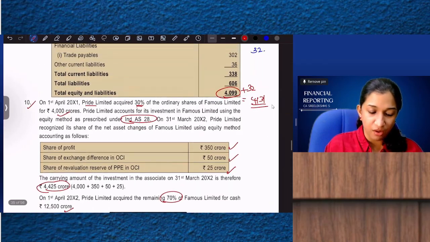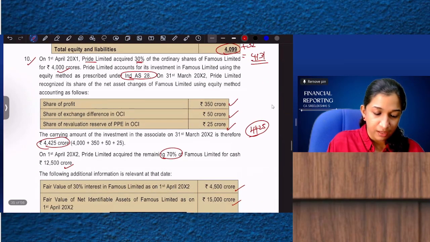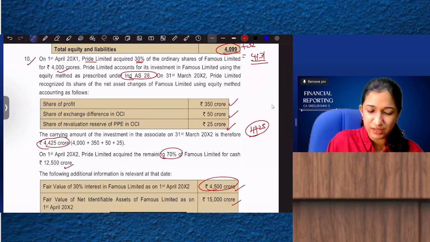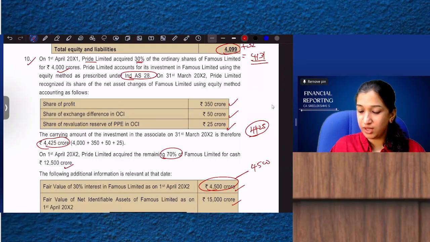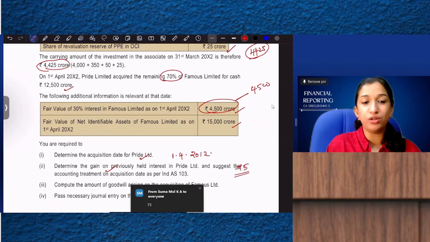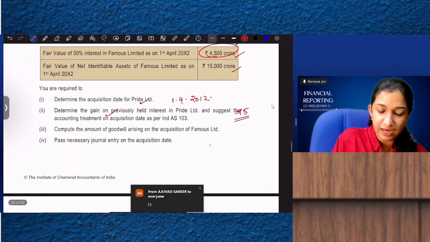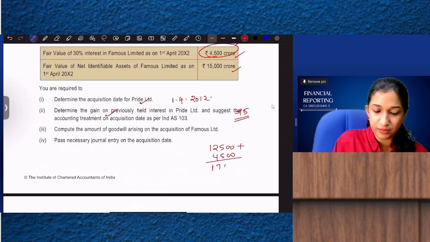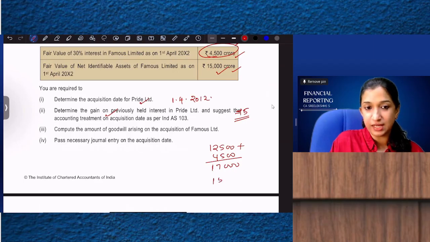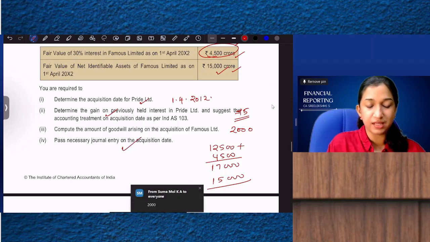Previously held interest: already my investment was appearing in my books at 4425, and the fair value of that 30% is now 4500. So what is the gain on my 30% share? 75 is the gain. How much is goodwill? Purchase consideration is 12,500 plus fair value of previously held interest, so it is 17,000. There is no NCI. Net assets taken over is 15,000. So goodwill is 2,000.